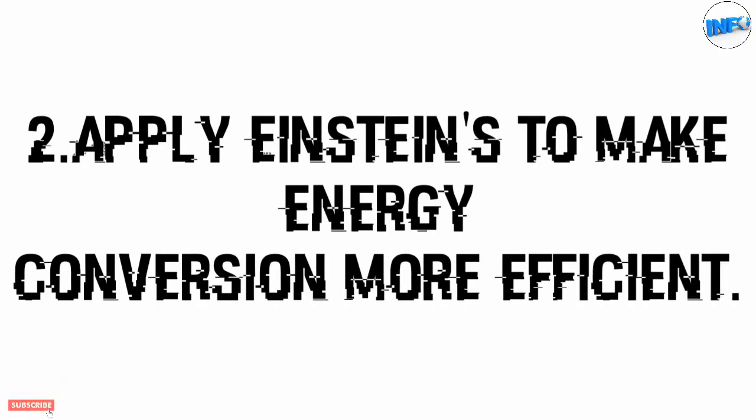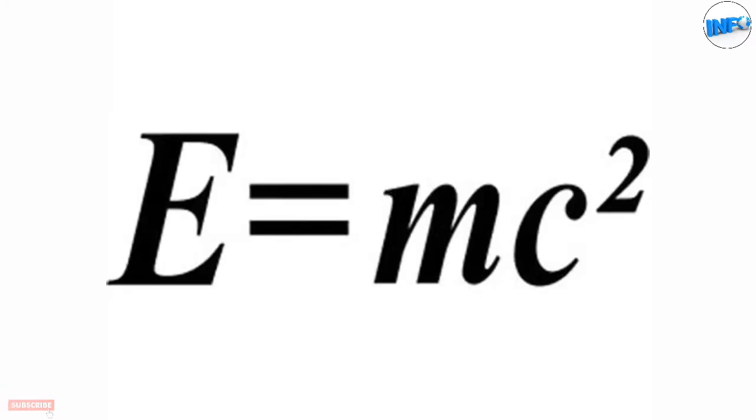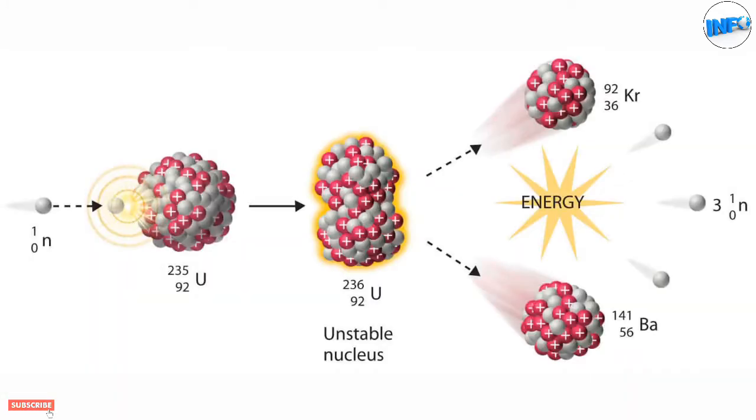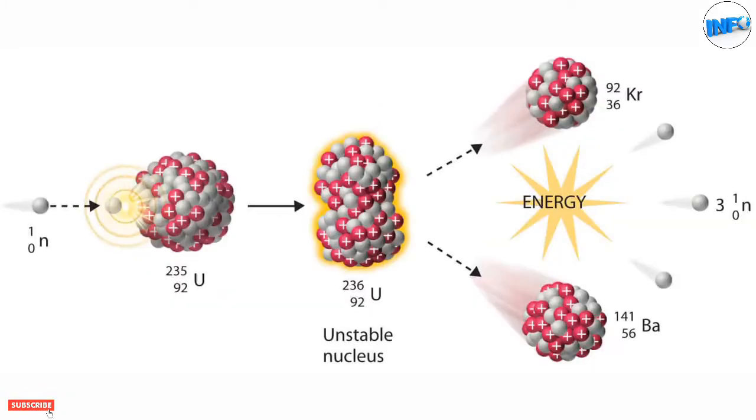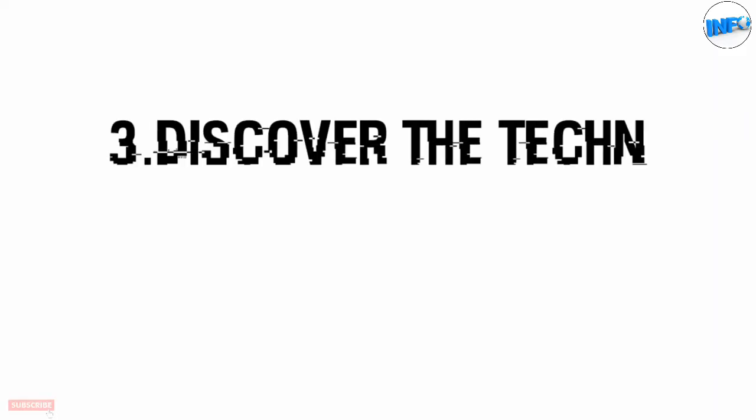Apply Einstein's equation to make energy conversion more efficient. E equals mc² tells us that there is much more energy stored inside the nucleus of an atom than in its valence electrons. The energy released from splitting an atom is much higher than that of breaking electron bonds. Nuclear power is based on this principle. Nuclear reactors cause fission, the splitting of atoms, to occur and capture the massive amount of energy released.